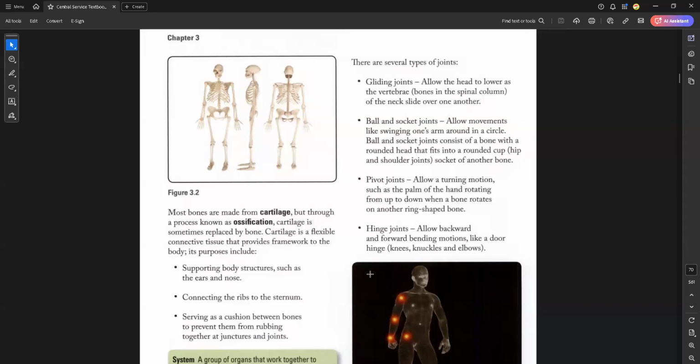Most bones are made from cartilage, but through a process known as ossification, cartilage is sometimes replaced by bone. Cartilage is a flexible connective tissue that provides framework and support to the body. When you slaughter an animal, you can see all this, and some of these things are in animals also, but we are not going into that. Our main focus is the skeleton.